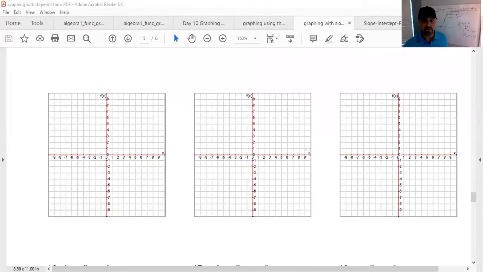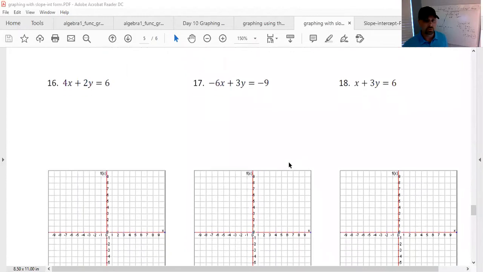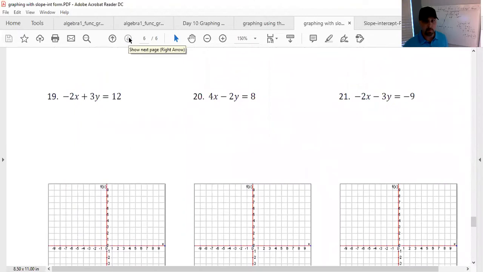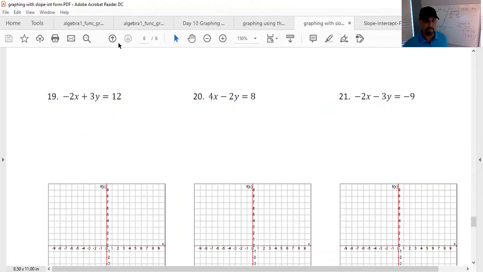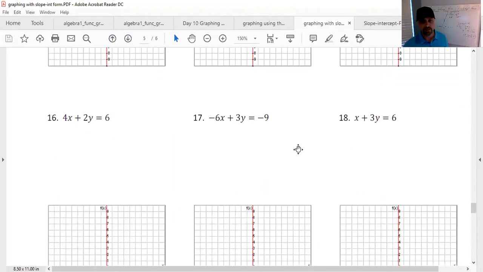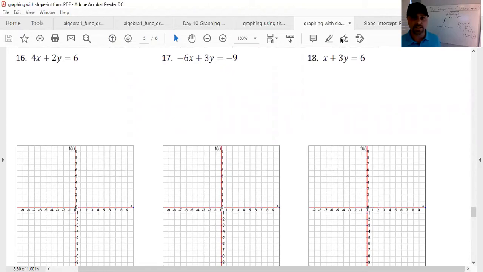I want to try some that are just a little bit more difficult. Let's do probably 17 and 18, and then we will go from there. So try 17 and 18, and then come back, okay?